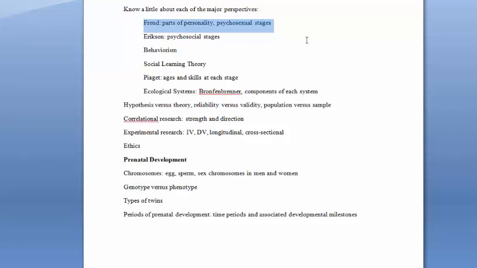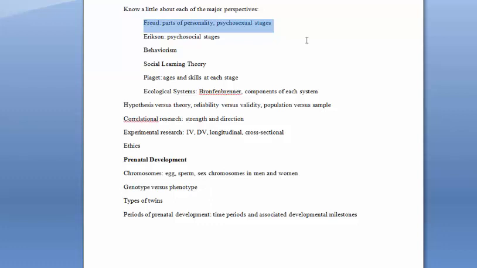So Freud's view of development is that people go through these psychosexual stages, and that while you're in a particular stage, if your development goes well, then you're able to move on successfully to that next stage, but that if your development is hindered in some way, then you can have a fixation at a particular stage and really not go on to develop appropriately. So he talked about having an oral stage, anal, phallic, and then latent, and then genital.